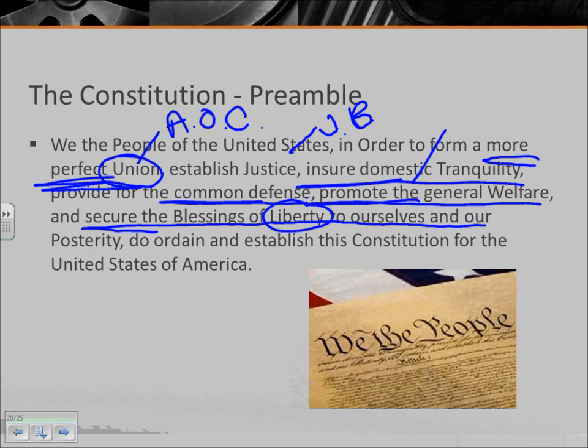And later on, do ordain and establish this Constitution for the United States of America, which means the people that want these aims, these old aims that were not available in the Articles of Confederation, created this document, the Constitution, for the USA. All right, so that's just a brief intro to the Constitution and what its aim is to do.